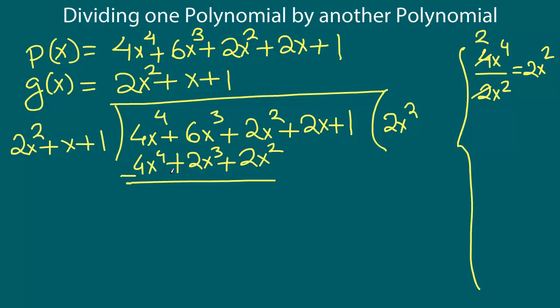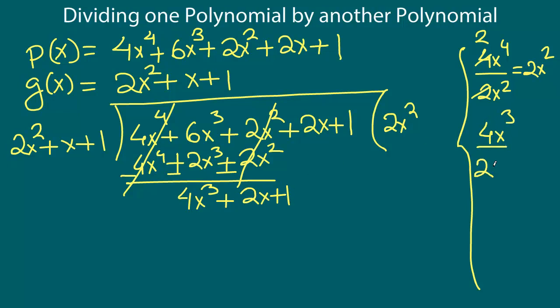When we subtract, this cancels out. 6x cubed minus 2x cubed will be 4x cubed, and this also cancels out. So we have 4x cubed plus 2x plus 1. Now our first term is 4x cubed divided by 2x squared. Again we see that we get 2x. So the next term is 2x.